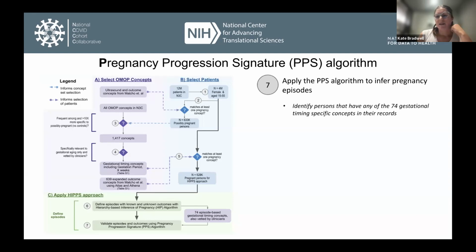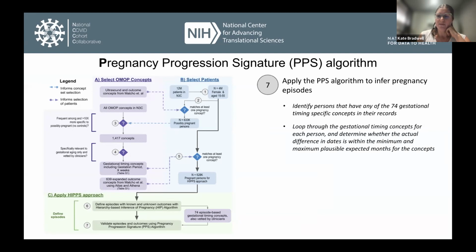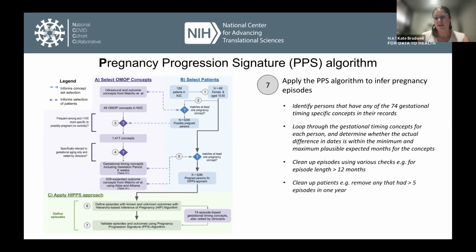So with this algorithm, we started with the 74 gestational timing specific concepts that we had attained via looking at the HIP algorithm initial episodes. And we looped through those concepts for each person and determined whether the actual difference in dates was within the minimum and maximum plausible expected months for the concepts. And I'll show the exact examples of the iterations in the next slide. And then we cleaned up the episodes, for example, removing any episodes with length more than 12 months, and also removing patients that had more than 5 episodes in 1 year.